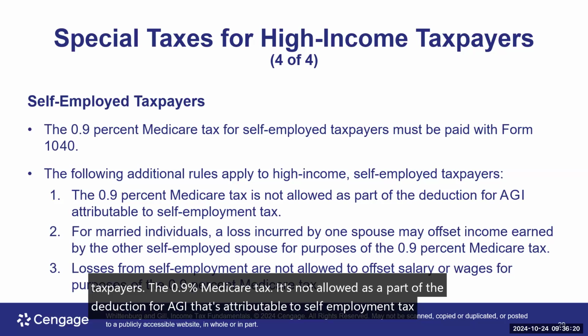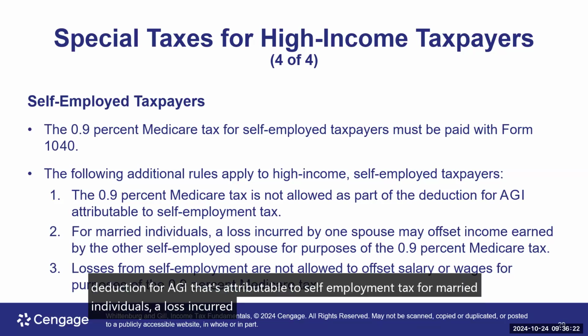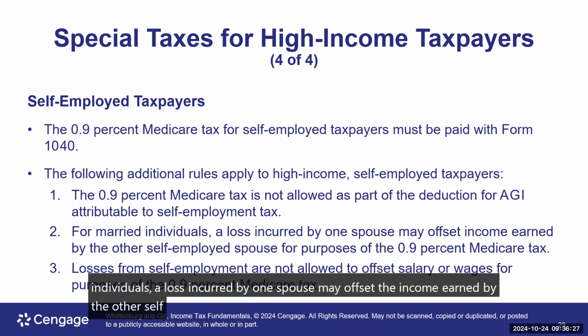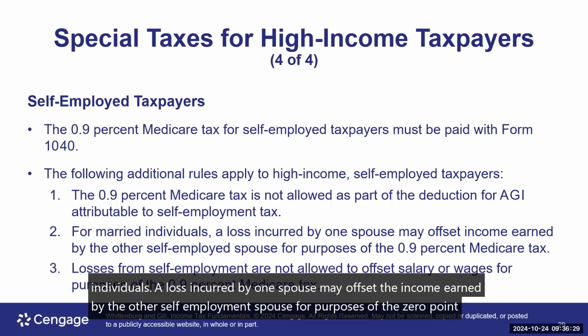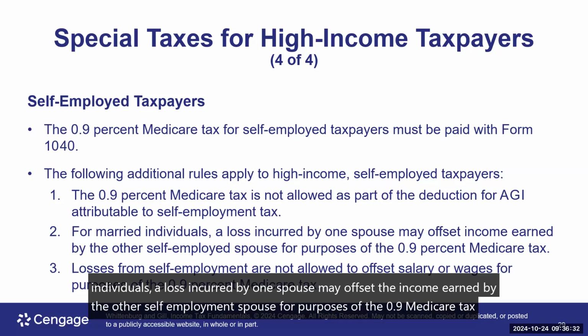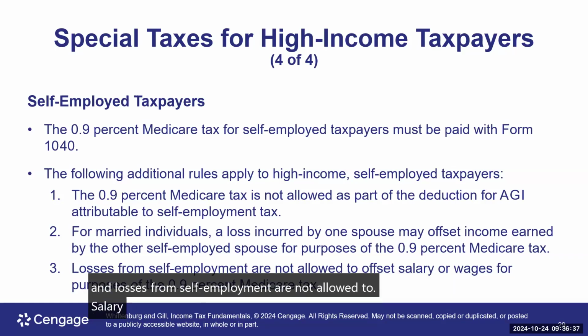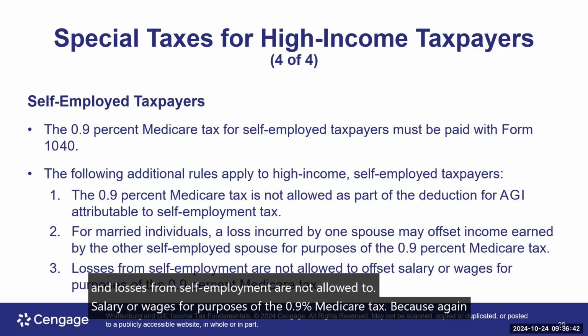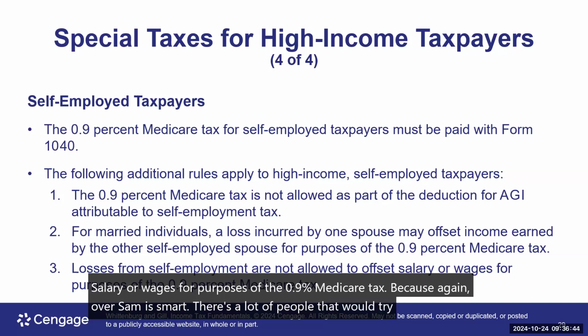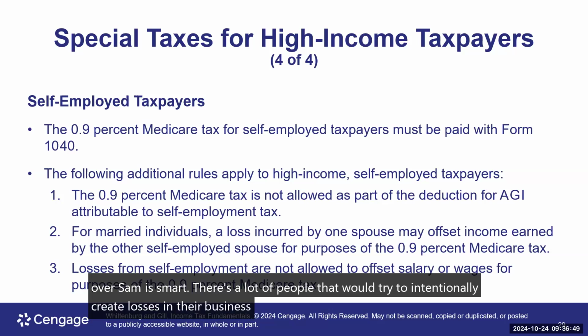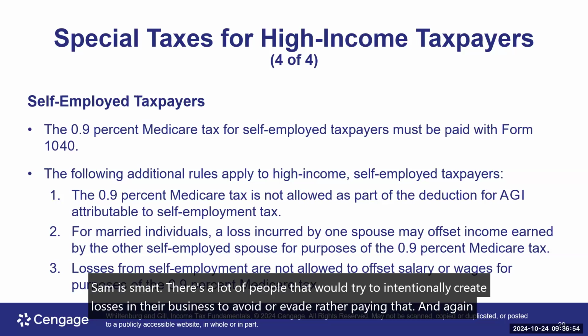For married individuals, a loss incurred by one spouse may offset the income earned by the other self-employed spouse for purposes of the 0.9% Medicare tax. And losses from self-employment are not allowed to offset salary or wages for purposes of the 0.9% Medicare tax, because again, Uncle Sam is smart. There's a lot of people that would try to intentionally create losses in their business to avoid, or evade rather, paying that. And again, Uncle Sam ain't having that.